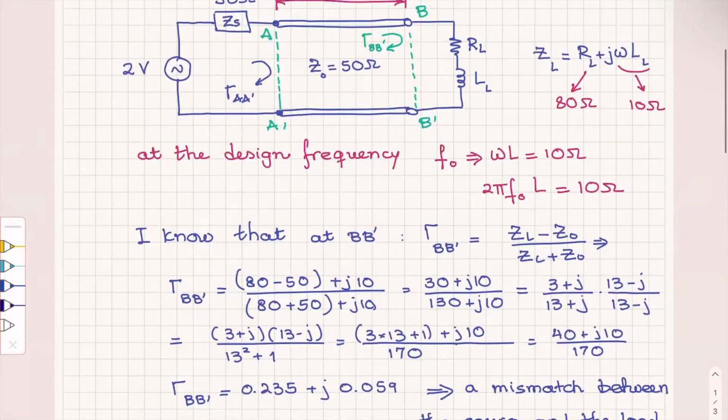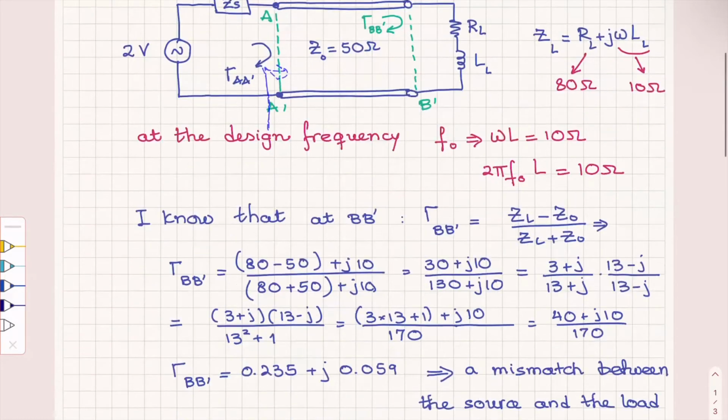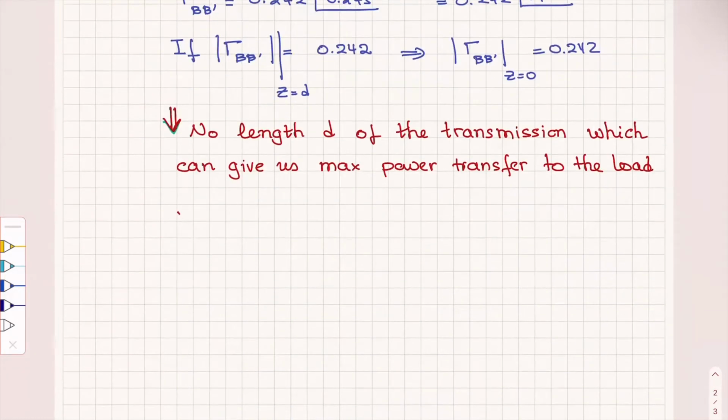Why do I say that? What is the condition on gamma? At what point do we have a maximum power transfer from a source to the load? The load is here, everything that starts here. What is the condition? The condition is that the input impedance at AA prime has to be the complex conjugate of Z sub S. So the input impedance at AA prime has to be 50 ohms. For a complex conjugate, the question is why?